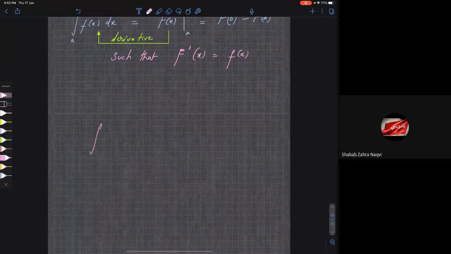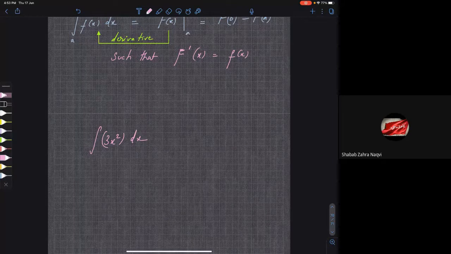Okay. So suppose I need to find the integration of 3x square dx, with limits from, say, 5 to 7. So how to write the integral?